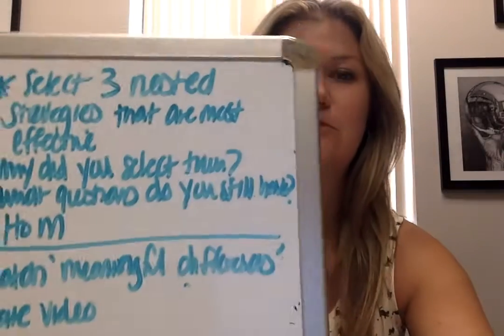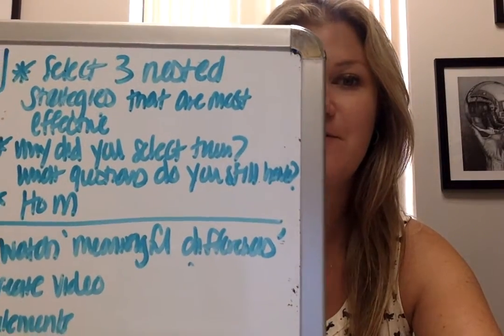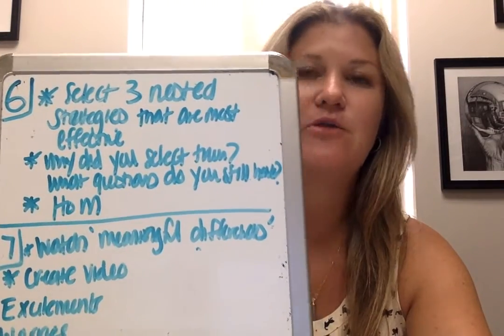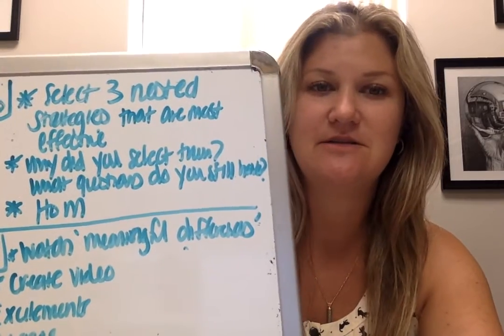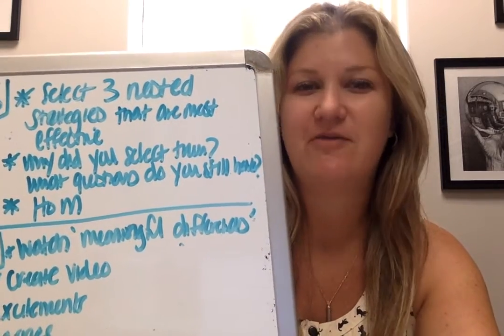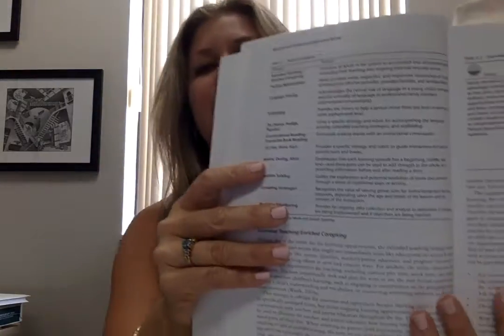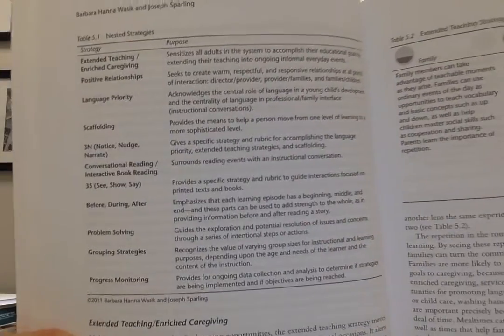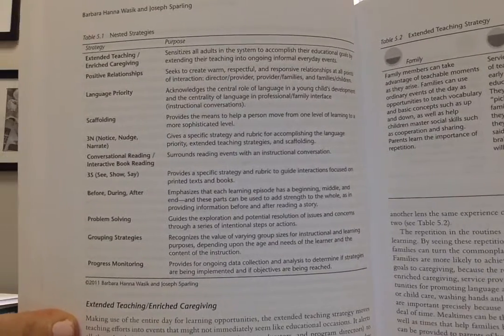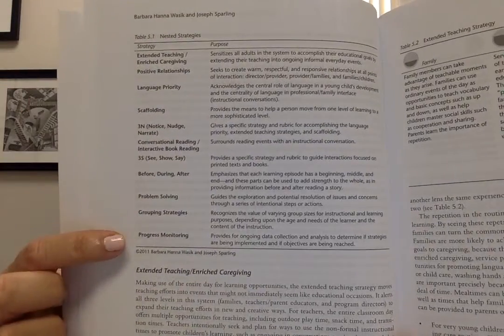So for assignment 6, you are asked to first read chapter 5, and then you're going to select 3 nested strategies that you believe are the most effective in your learning context. And I'm going to show you exactly where to find those nested strategies. So I'm on page 70 of your textbook, and you'll see that there's a little chart here, and it kind of breaks it down quick and dirty, all of the nested strategies.